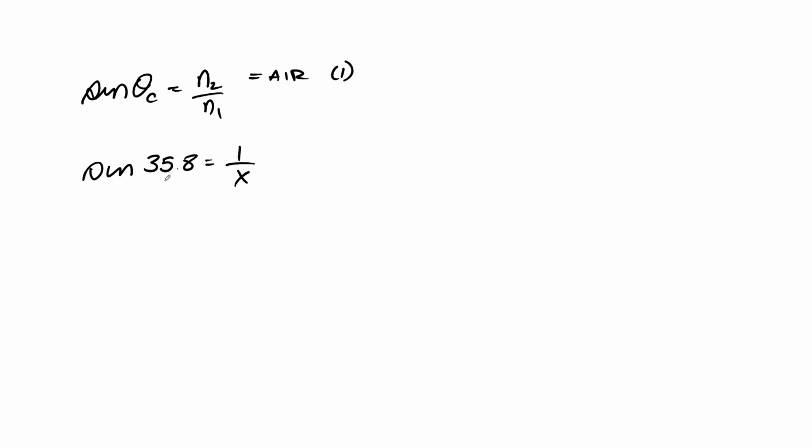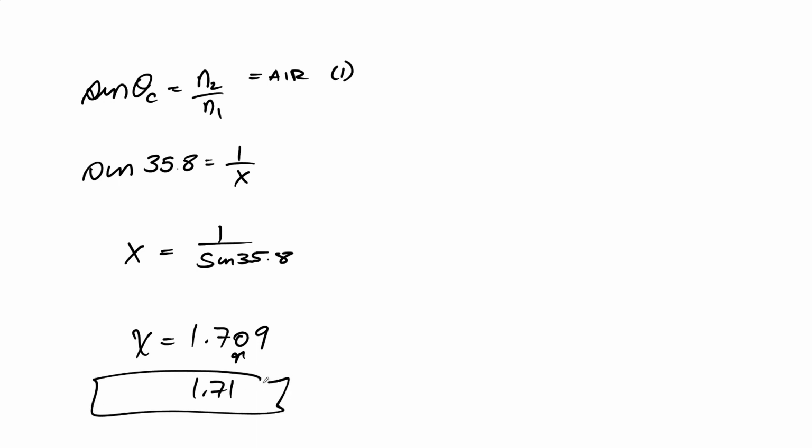Multiply both sides by x, and then divide by the sine of 35.8. X is equal to 1 over the sine of 35.8. So we've got sine of 35.8, and take the reciprocal. X is going to equal 1.709. Let's round it, so it'll be 1.71, and that's my answer. So this is going to be the refractive index of the gemstone, 1.71.